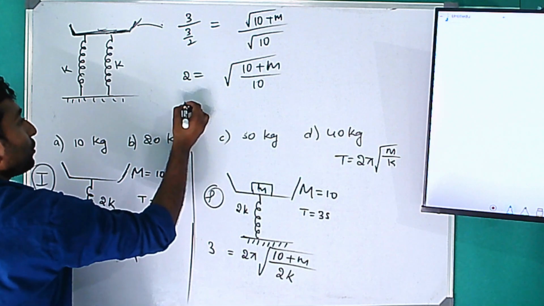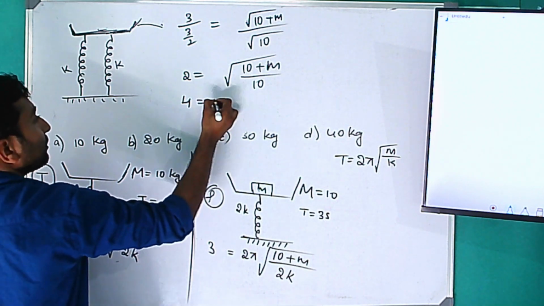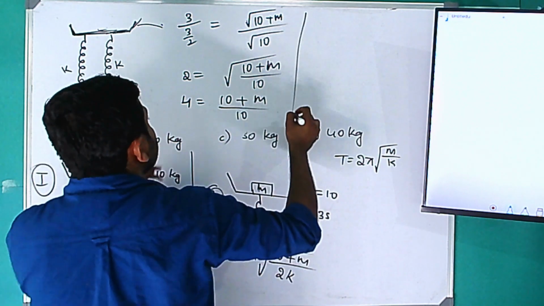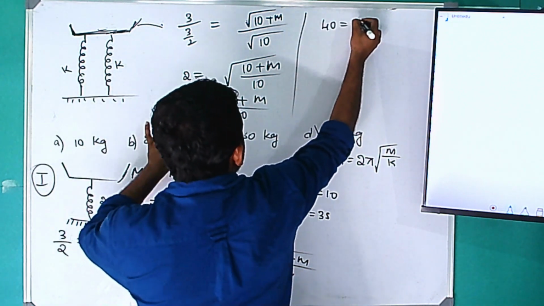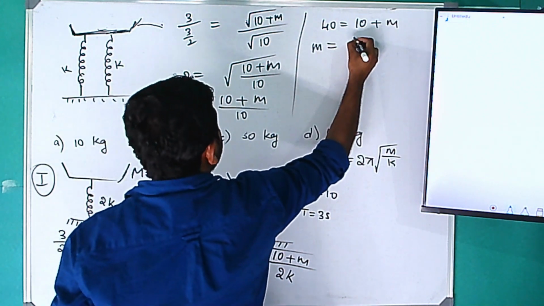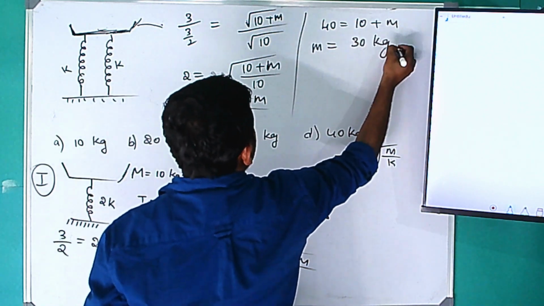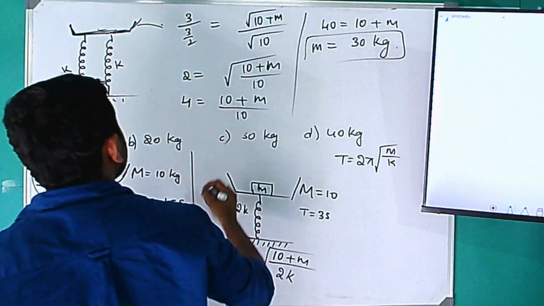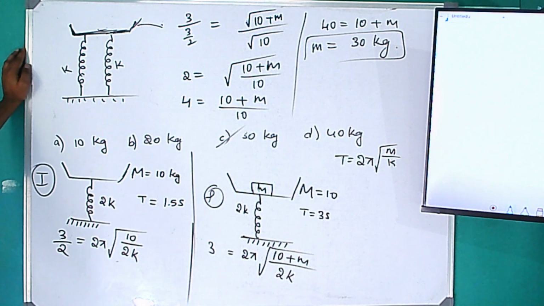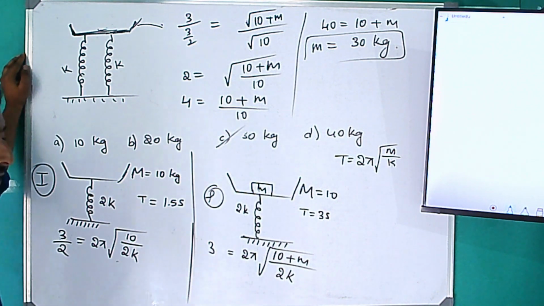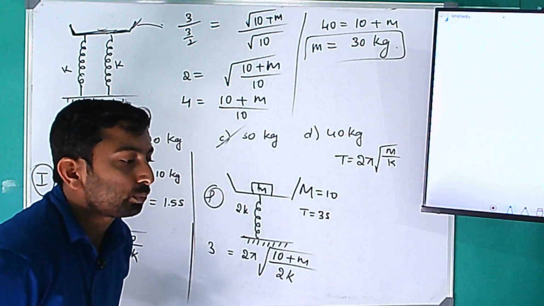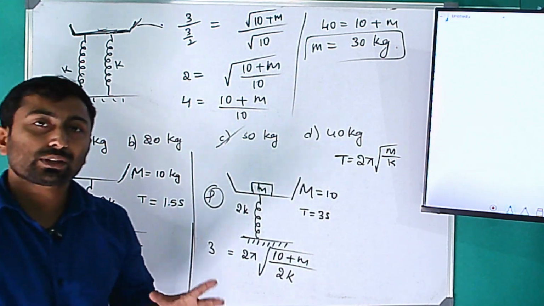So squaring on both sides, 4 is equals to 10 plus small m divided by 10. So this can be written as 40 is equals to 10 plus small m. Small m is equals to 30 kg. The option C is the right answer. Small m is equals to 30 kg. ಗೊತ್ತಾಯ್ತಾ ಏನು ಮಾಡಿದೆ ಅಂತ? So I hope you understood. Please make a note on that one. Note ಮಾಡಿದ್ರಾ? That's all for today.